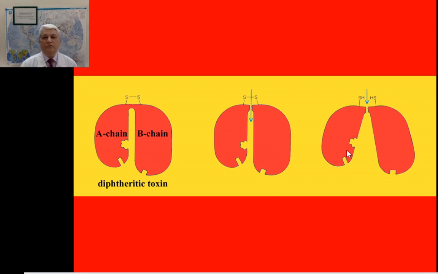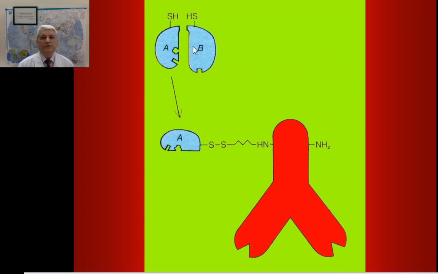So we divide this molecule into two parts, A chain, B chain, and then look, B chain we took away, and A chain we chemically combine with Fc fragment of monoclonal antibody. Finally, we have immunotoxin. Then, how to use it?